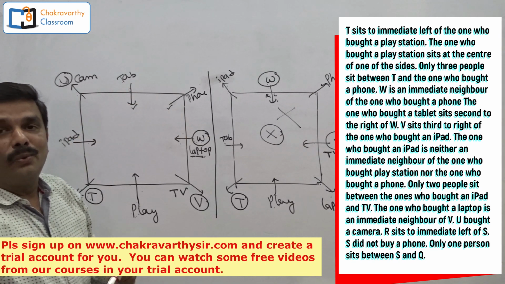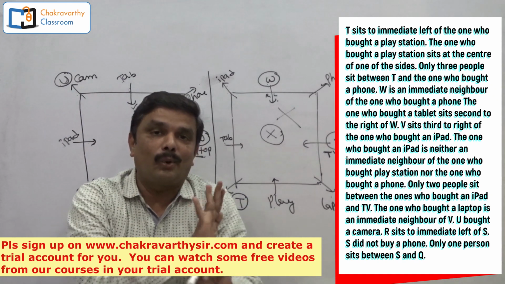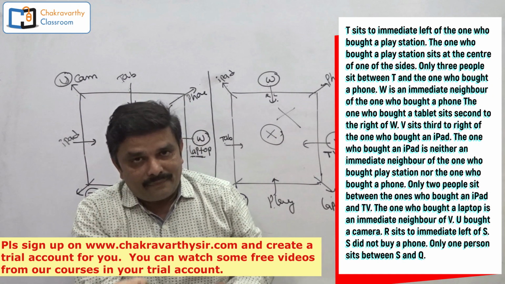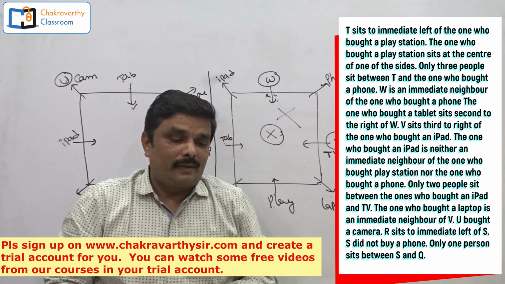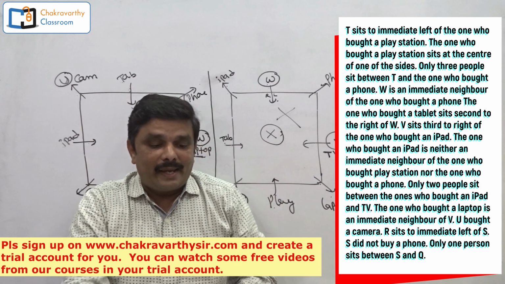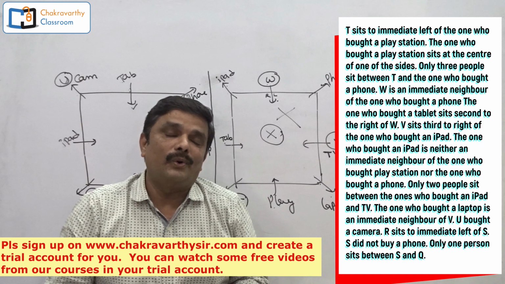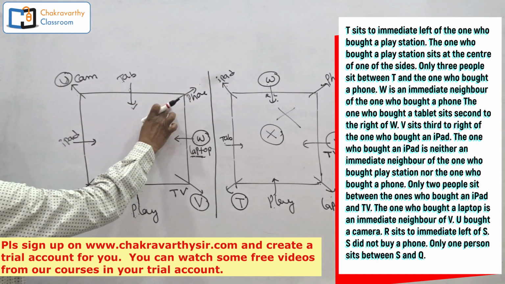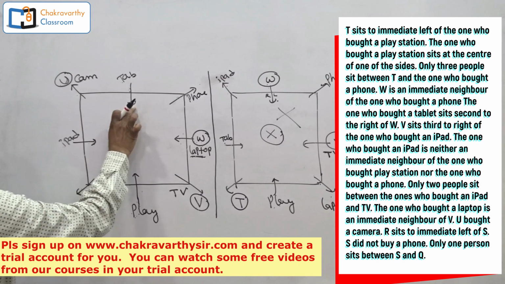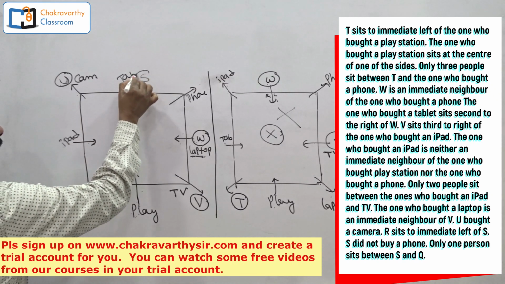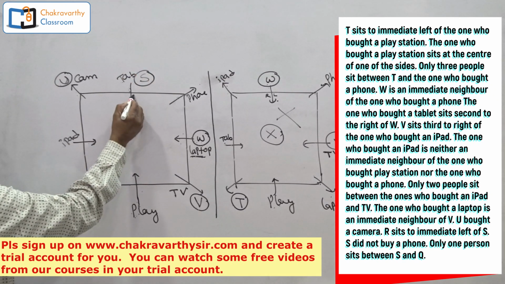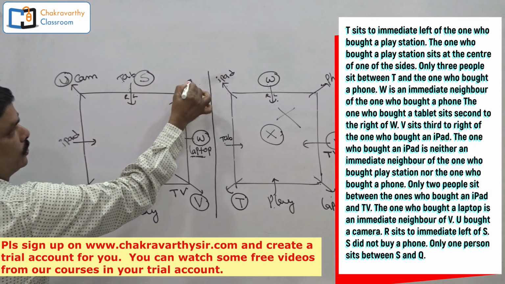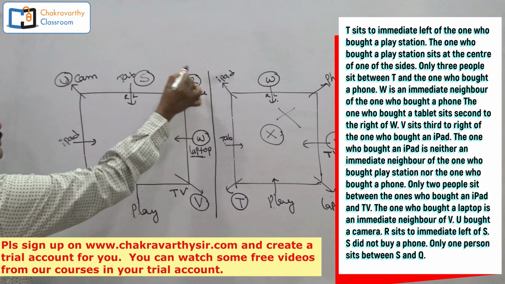Until and unless you get one more clue, you cannot conclude anything about the place of S and after that the place of R. Then go for the next information here. S did not buy a phone. Now they have given, right? S did not buy a phone. I cannot keep S here. So definitely the place of S is this one, tab. Okay. Now this is left side, this is right side. Immediately left of S, it should be R. I have confirmed this one.